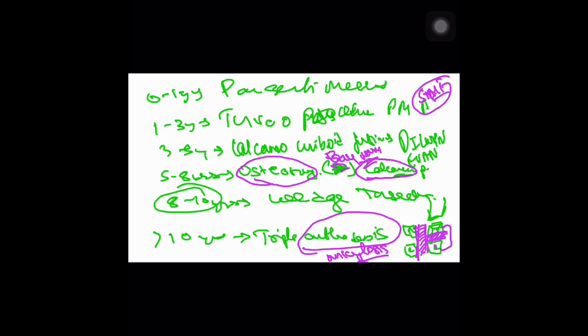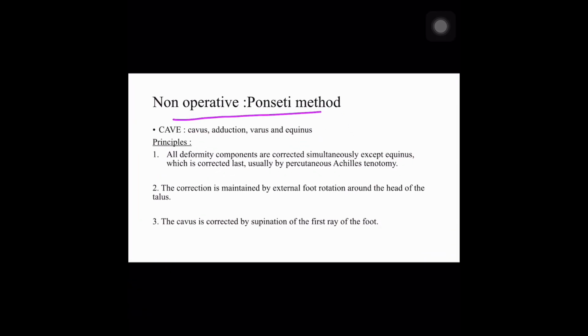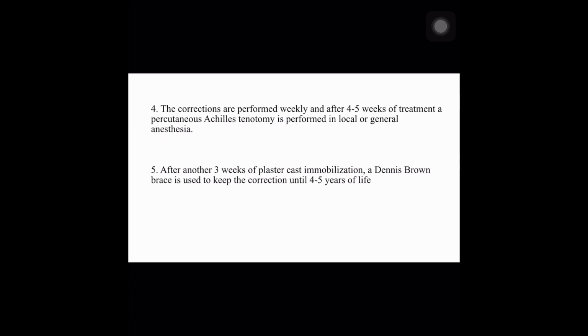Ponseti method, Turco's procedure, calcaneocuboid fusion, osteotomy, wedge tarsectomy, and triple arthrodesis. So this completes our lecture on CTEV. I'll just go through what's written extra. In the non-operative Ponseti method, you have to correct it in this way. Next, you need to remember that you cut the Achilles tendon as well as the posterior medial fiber. That is Turco's procedure, involving the tendo Achilles and tibialis posterior.